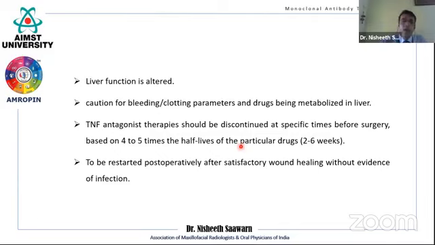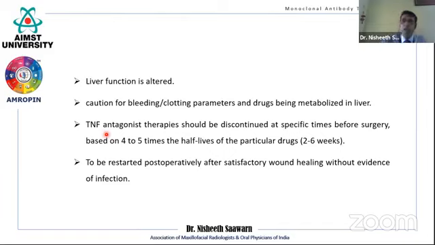Okay, then you have to see if the patient is on TNF alpha antagonists, like tocilizumab. Then the drug has to be stopped 4 to 5 times the half-life of that drug prior to any surgical procedure. For different drugs, that comes to 2 to 6 weeks. So you have to consult the concerned physician, and stop the drug 4 to 5 times its half-life. It has to be restarted only after the surgical wound has healed uneventfully and satisfactorily, without any remnant infection.